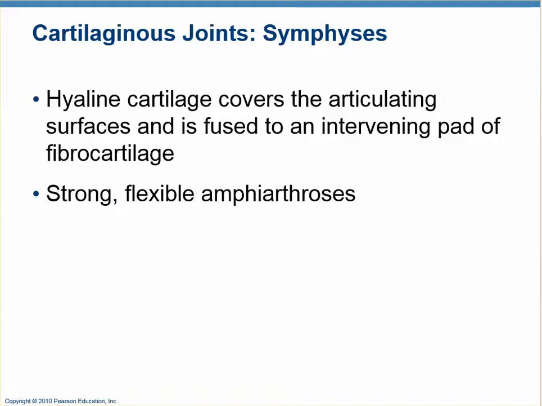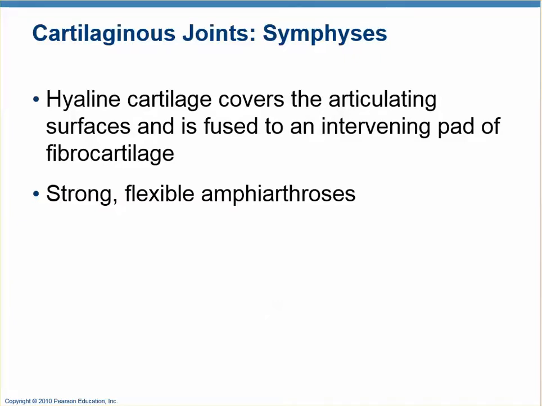Symphyses, really, because they have this fibrocartilage in them, tend to be a little more resistant. They tend to be able to take more of a pounding. So these are actually more common than the primary cartilaginous joints, the Synchondroses. So there's hyaline cartilage covering the articulating surface, and then there's a pad of fibrocartilage in between. These tend to be amphiarthrotic.